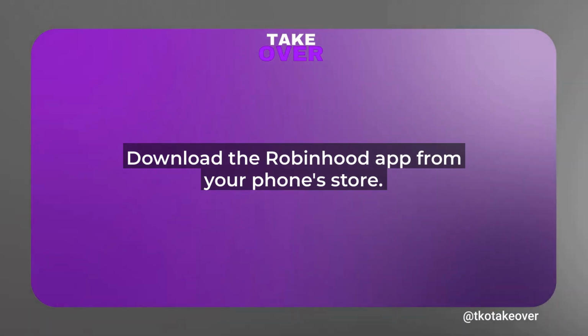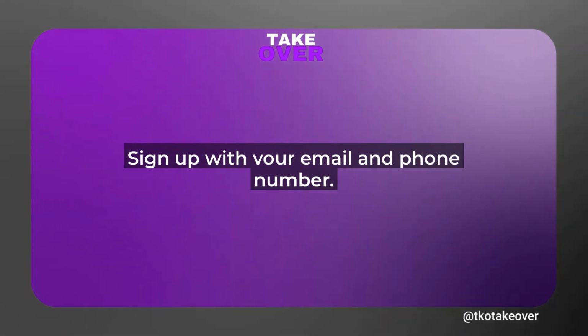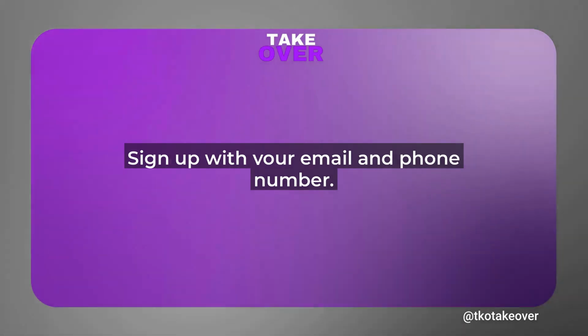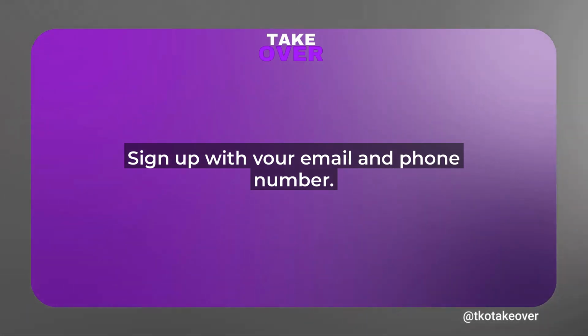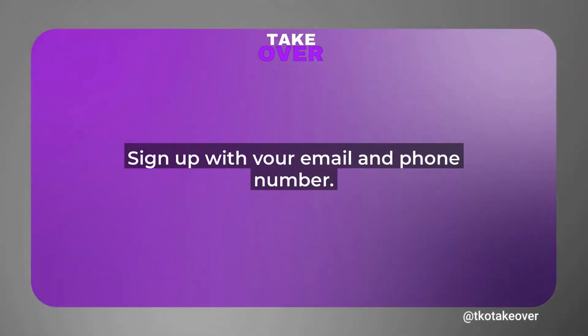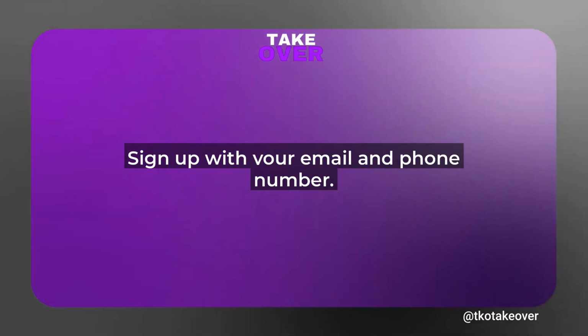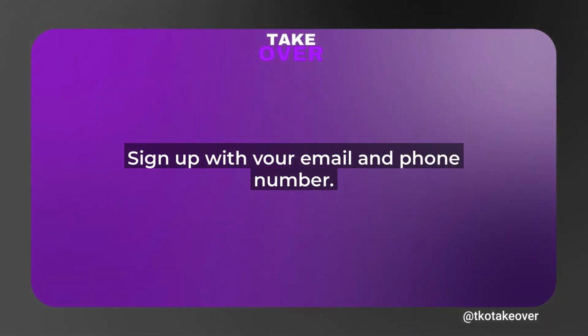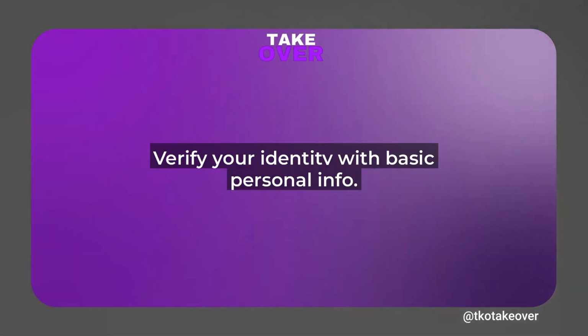Let's walk through the setup step by step. Start by downloading the Robinhood app from your phone's app store. It's available for both iOS and Android. Once installed, open the app and tap on Sign Up. You'll need to enter your email address, create a password, and verify your phone number. Don't worry, it's quick and secure.